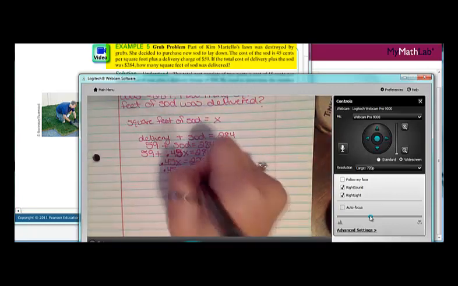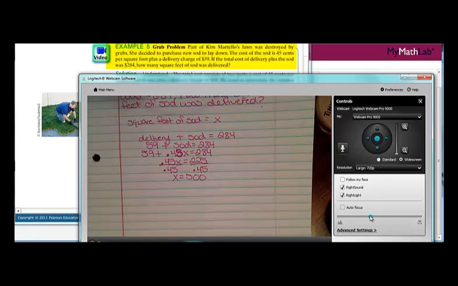And what was our x again? Our x is our square feet of sod. So she had to purchase 500 square feet of sod.